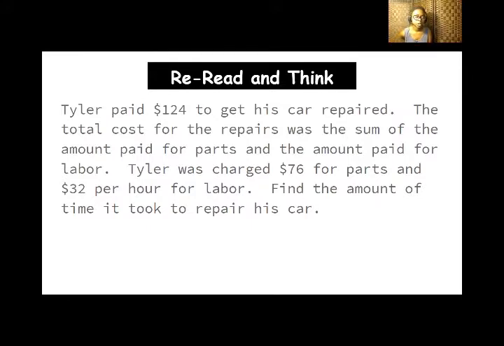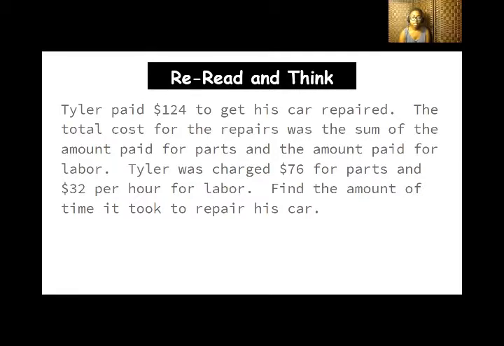So once more, Tyler paid $124 to get his car repaired. The total cost for the repairs was the sum of the amount paid for parts and the amount paid for labor. Tyler was charged $76 for parts and $32 per hour for labor. Find the amount of time it took to repair his car. Okay, that's the second time we read it. If you want to read it another time, you can pause and read it again for yourself to get an understanding of what it's saying.